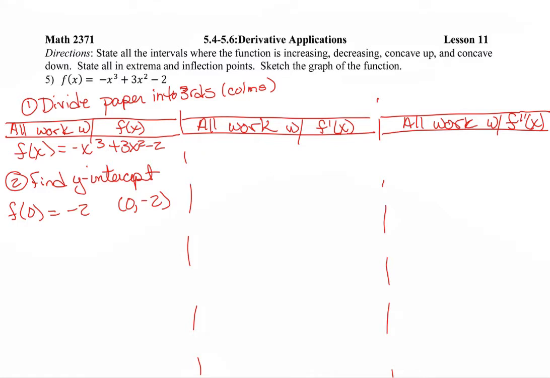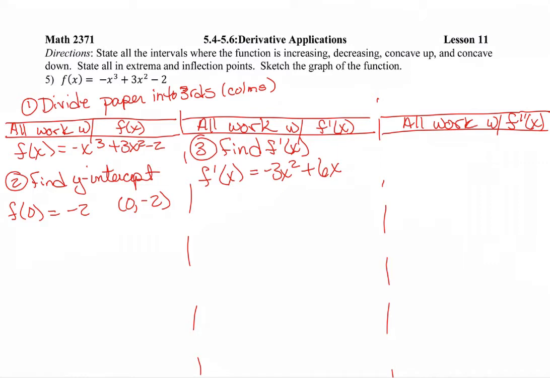Okay, so now, and I'm going to write 3 up here, is to find f prime of x. And again, that's going to be written at the top of the column. So f prime of x equals negative 3x squared plus 6x. Now, before I go to the third column, I'm going to do all the work in the second column. So I don't mess with the third column until I'm done with the second column.